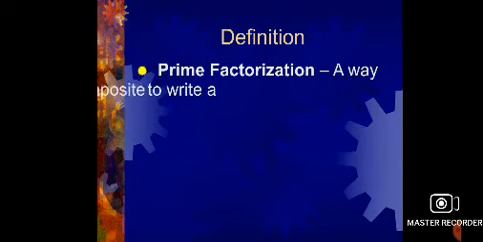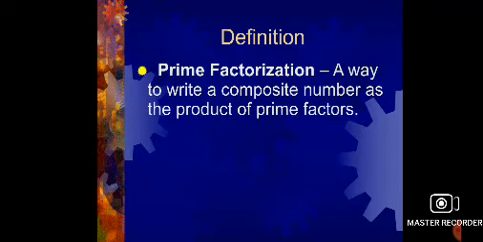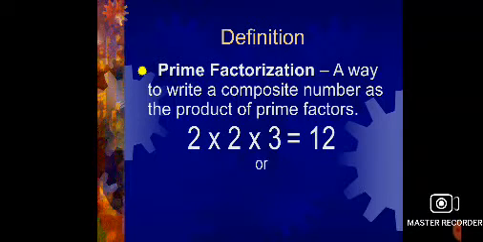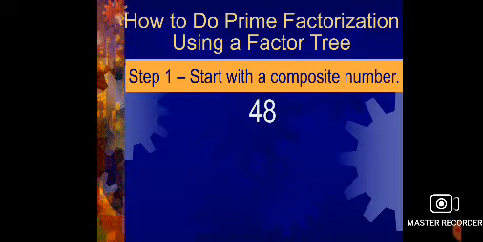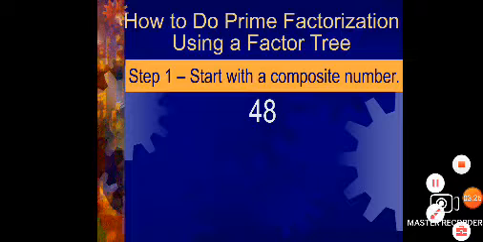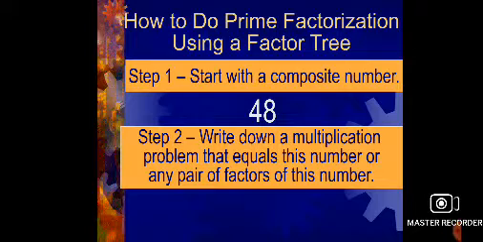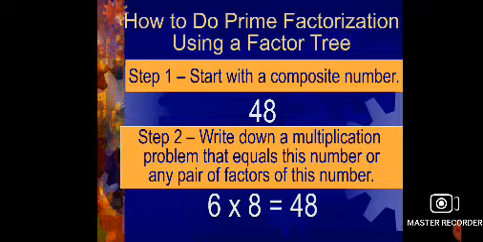Prime factorization is a way to write a composite number as the product of prime factors. For example, 2 times 2 times 3 equals 12, which is 2 to the power 2 multiplied by 3. How to do prime factorization using a factor tree? Step 1. Start with a composite number, for example 48. Step 2. Write down a multiplication problem that equals this number, or any pair of factors of this number. For example, 6 times 8 is 48.